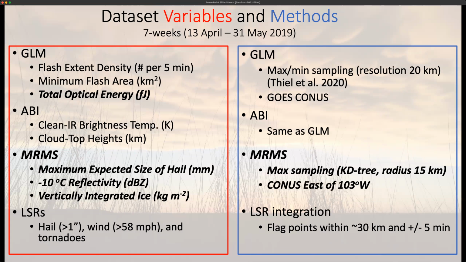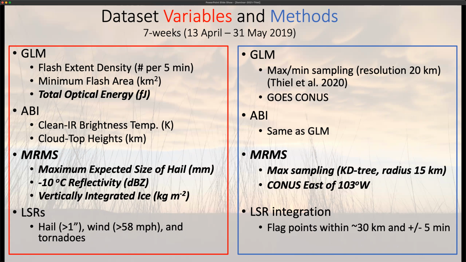Putting this all together into our big data set, we'll be following the same methodology from Thiel et al. 2020 with a max bin sampling for both the GLM and ABI variables. This backs out our resolution to 20 kilometers, but this was shown to be fairly effective from that study. With the MRMS data, because the initial 20-kilometer data is projected onto the geostationary coordinate system from the satellite view, we had to take the MRMS data and put it on that same satellite perspective.